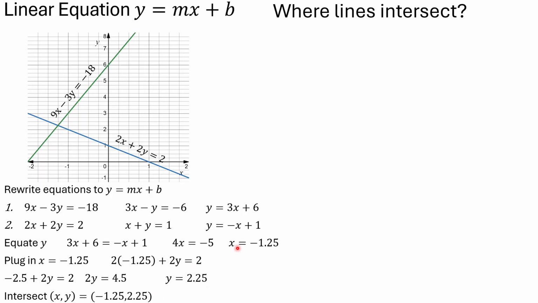And so that means the x intersect point is -1.25 and the y intersect point is 2.25. If we look at our graph, let's see.